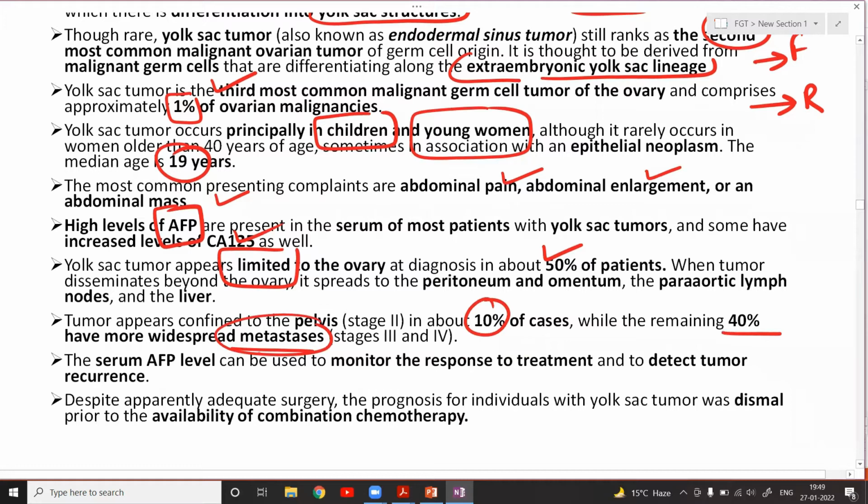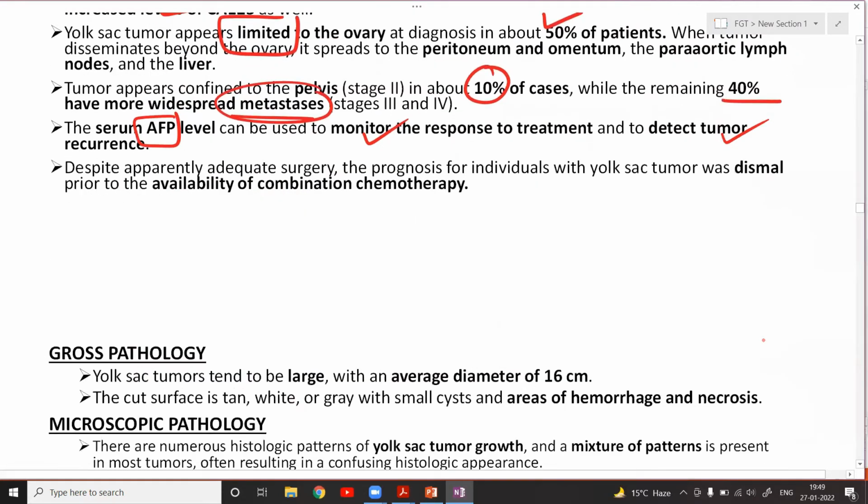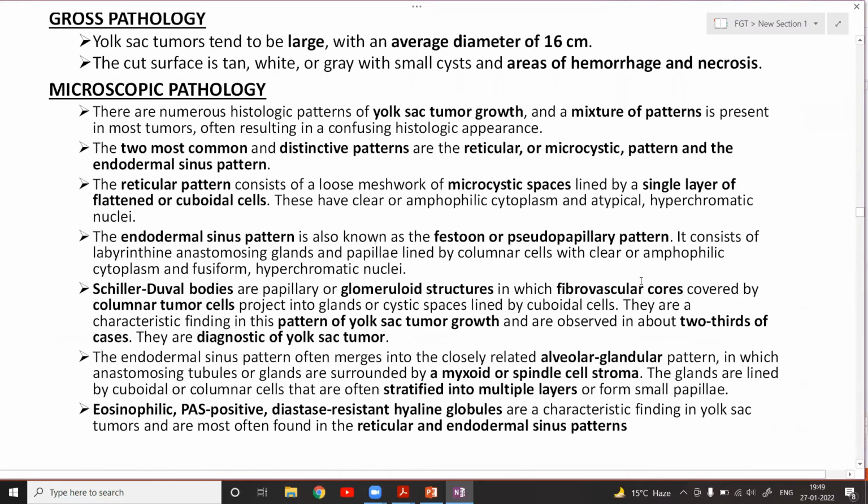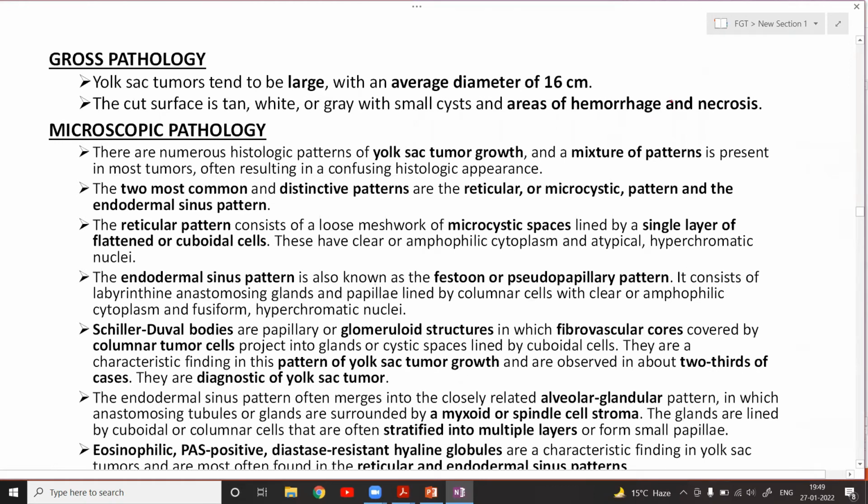Now, very important, as I told you, the serum AFP level can serve two purposes. It can be used to monitor the treatment as well as to detect tumor recurrence. Before the availability of chemotherapy, the prognosis was quite dismal, but now the prognosis is quite a bit better after the combination chemotherapy that is available. Just like any other malignant germ cell tumor, these tumors also show areas of hemorrhage and necrosis.